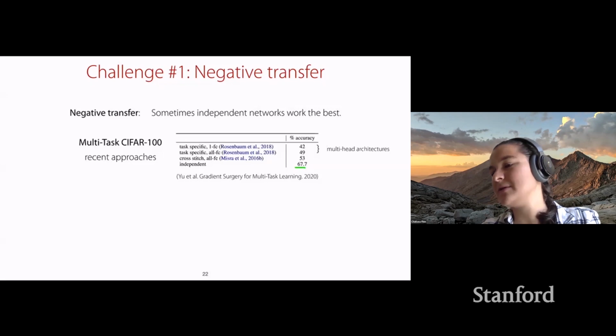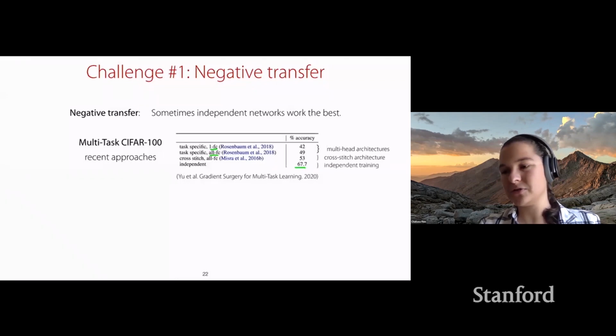And this actually does better than a model that has a shared base and one task-specific fully connected layer. Also another kind of multi-head architecture does worse than independent training. And this cross-stitch architecture, which is a fancier architecture, also does worse than independent training. So this is an example where we see negative transfer with these three architectures compared to an independent model.